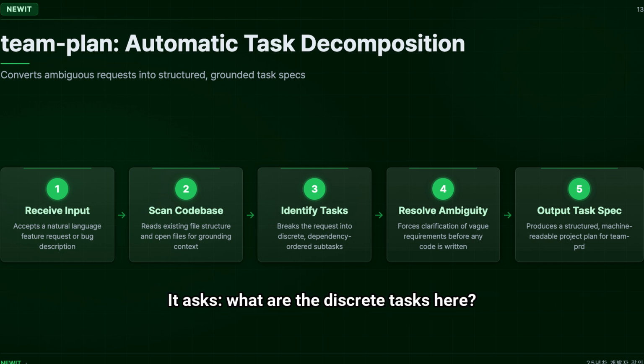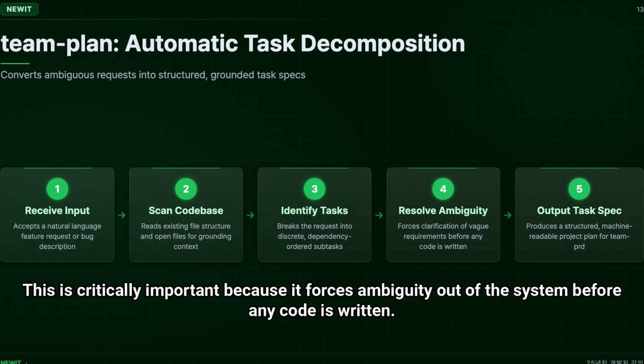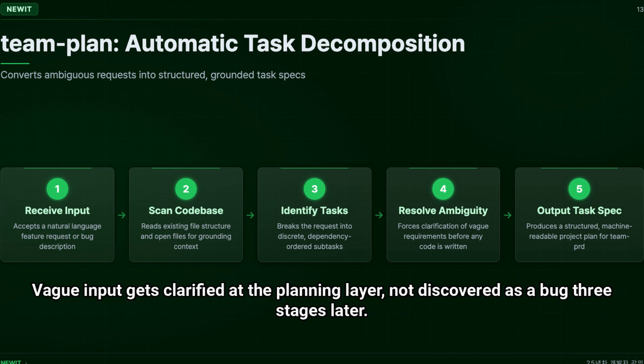It asks, what are the discrete tasks here? What are the dependencies between them? What context from the existing codebase is relevant? The output is not code, it's a structured task specification, essentially a machine-readable project plan. This is critically important because it forces ambiguity out of the system before any code is written. Vague input gets clarified at the planning layer, not discovered as a bug 3 stages later.